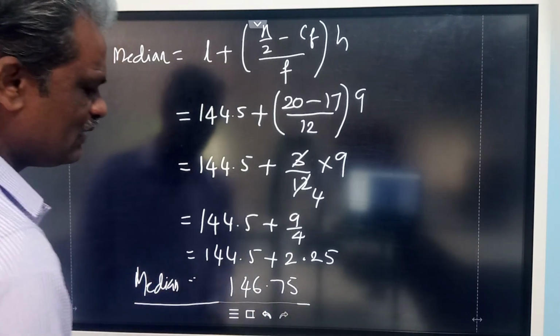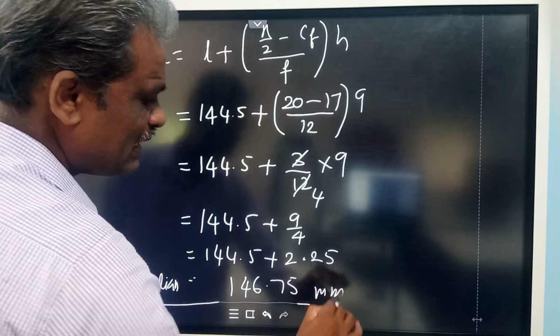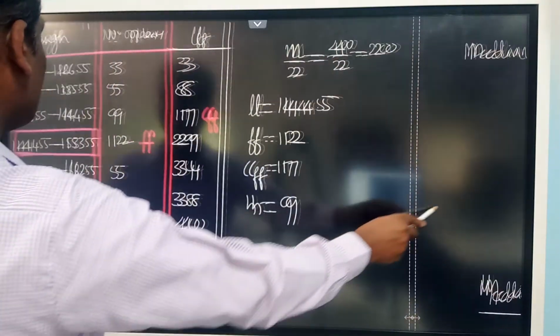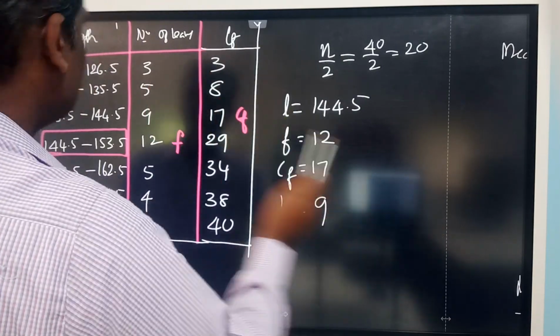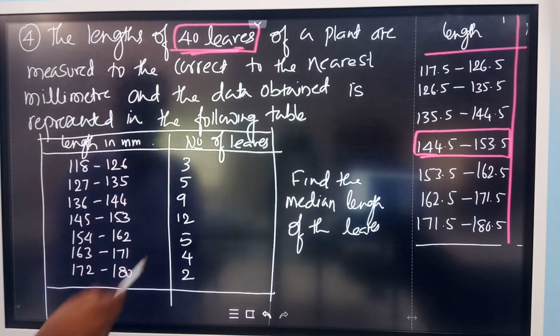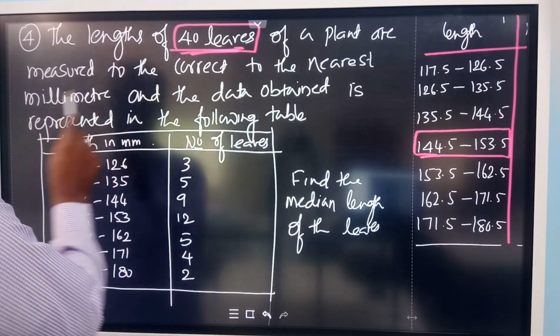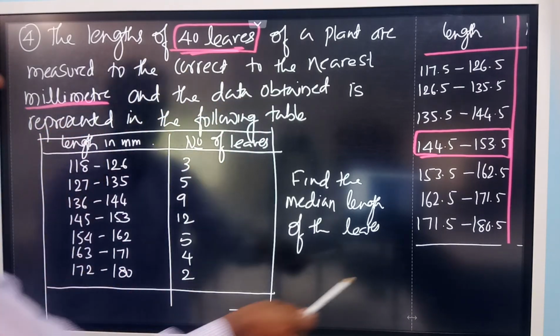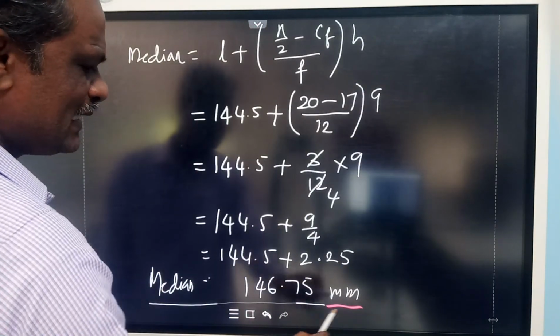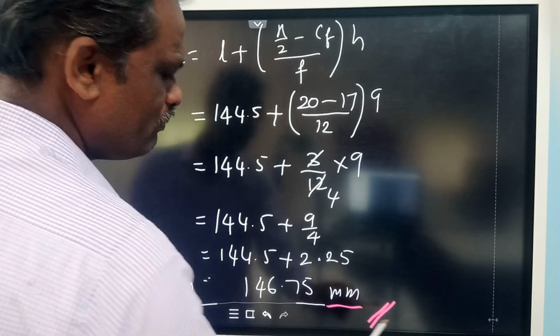So median length of the leaves is equal to, you write the unit, sometimes you will lose the marks if you don't write the unit here, because it is given number of leaves and the median length should be in millimeters only. It is given to the nearest millimeter. So length is measured in millimeters. So the median length must be 146.75 millimeters.